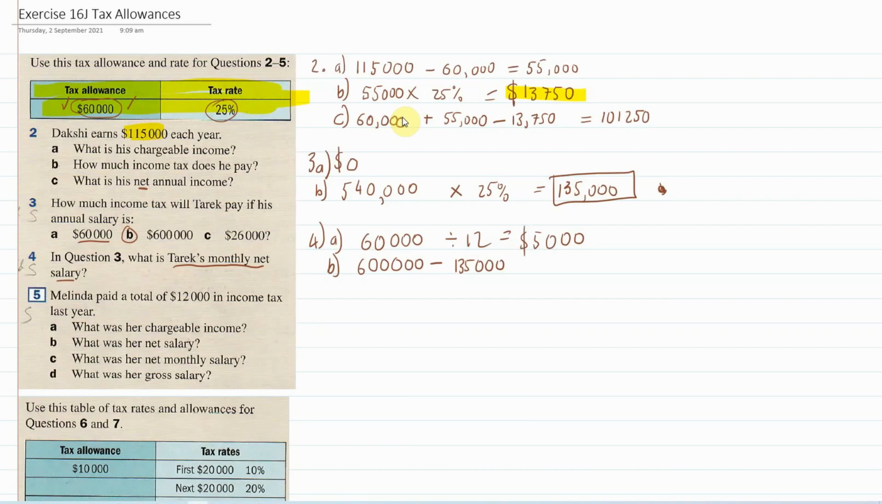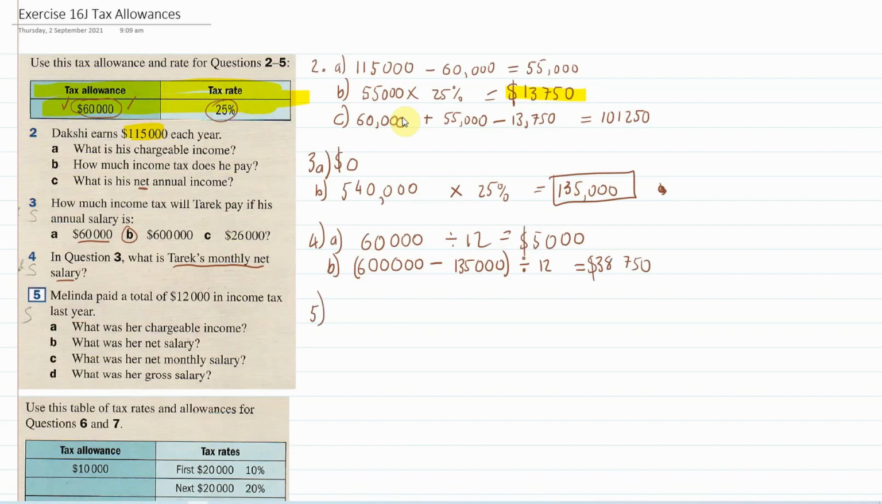And then we're going to divide that by 12, and that will tell us how much money he will get in his hand each month. So $600,000 take away $135,000 is $465,000, and then we divide that by 12, and he's raking in $38,750 per month.